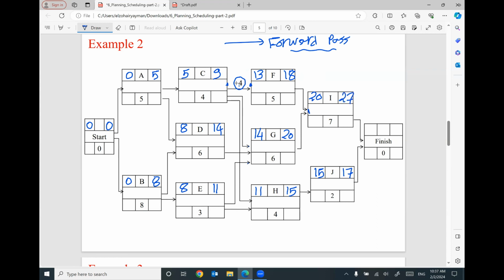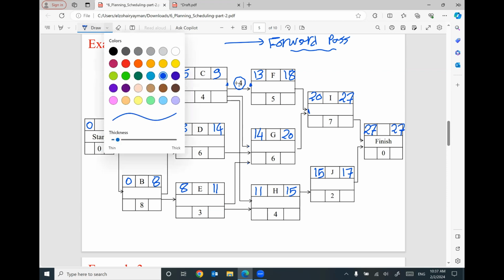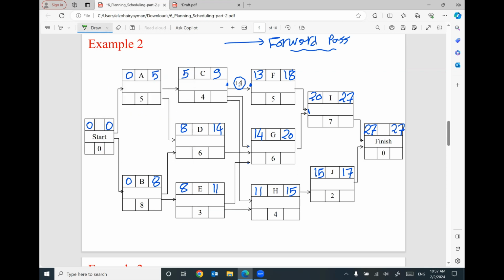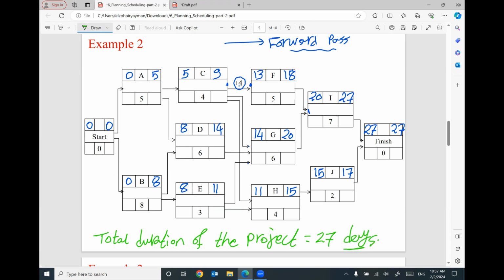The end of the project, or the finish of the project, we have here 27 coming in, 17 coming in. So the end will be 27. 27 plus 0 will be 27. So the final conclusion from the forward base, the total duration of the project equals 27 days. I'm assuming my unit is days.